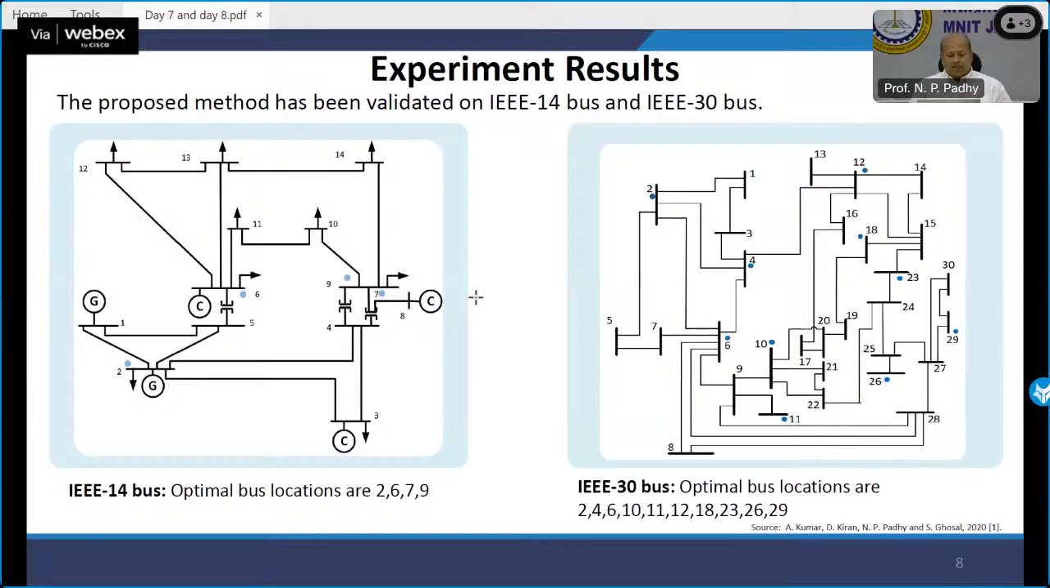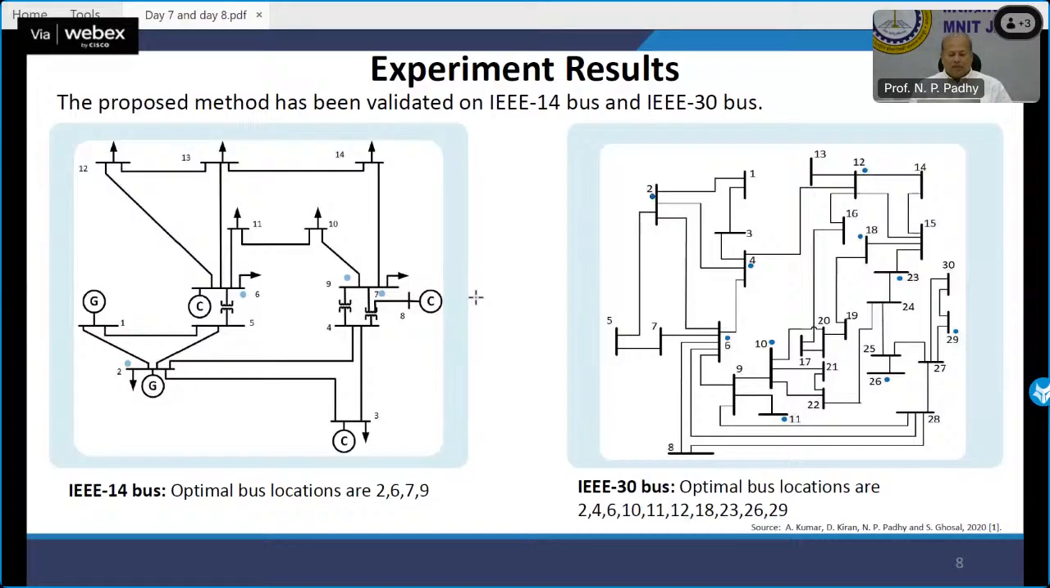These are some of the test case systems. We have taken the IEEE 14 bus system and the IEEE 30 bus system, and you can see there are 4 blue dots. Bus numbers 2, 6, 7, 9 were identified to be the best optimal locations of PMUs. This is a very, very interesting problem. Similarly, in the case of the 30 bus system, bus numbers 2, 4, 6, 10, 11, 12, 18, 23, 26, 29 are found to be optimal.